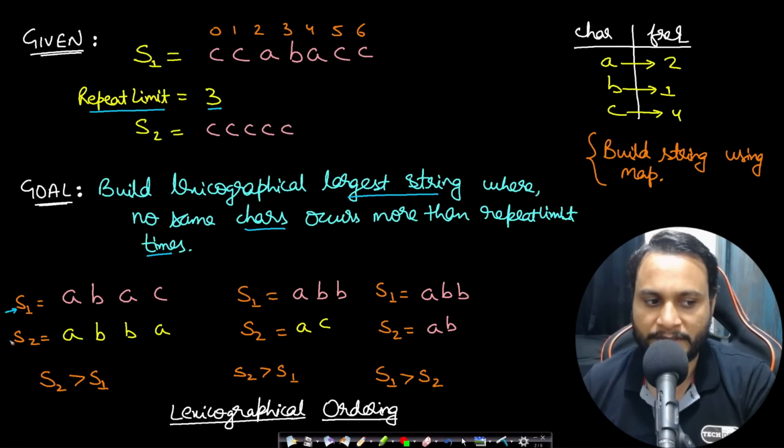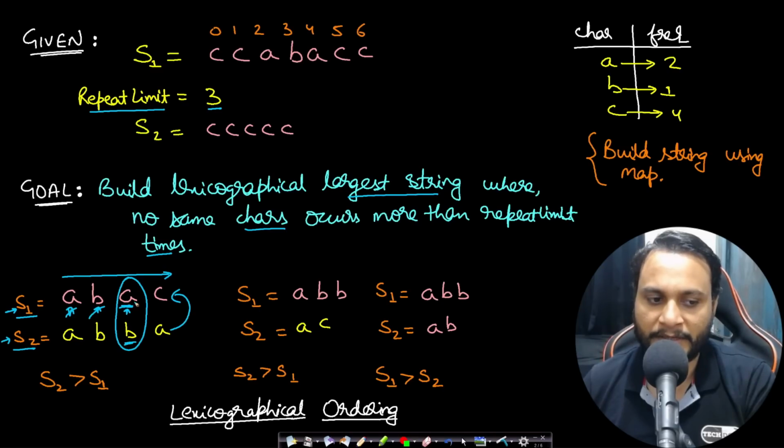So let's say you have strings s1 and s2. If you match going from left to right, then the first character where they do not match, that means the third character going from left to right, is the one where s1 does not match with s2. So if you find a higher character in a string, then that string will be larger than the other string. That means in this case, you see at s1 the third position is a, and at s2 the third position is b. So b occurs later than a in the alphabetical order, right? And therefore s2 will be larger than s1, lexicographically larger, right?